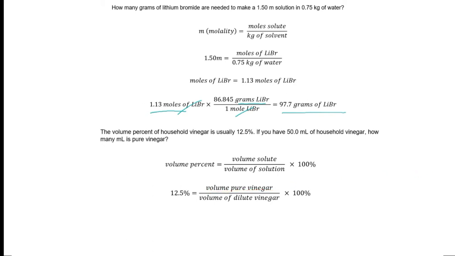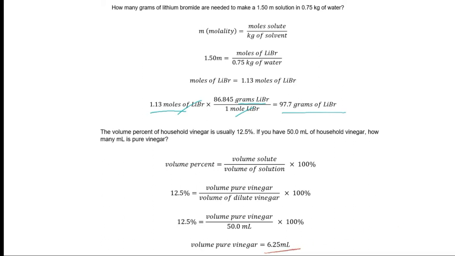Vinegar is actually our solute. Our solution is our volume of dilute vinegar. Now we can get some other numbers in. Our 12.5% stays the same, but we know that we have 50 milliliters of our dilute solution of our household vinegar. Now we can calculate how many milliliters we have of our pure vinegar. So some simple algebra, and we have 6.25 milliliters.